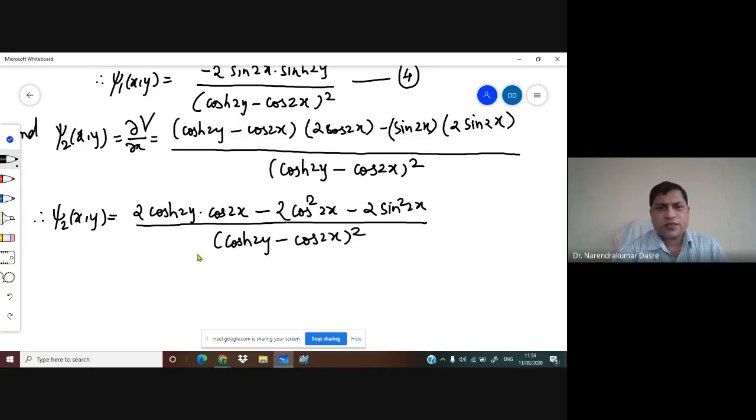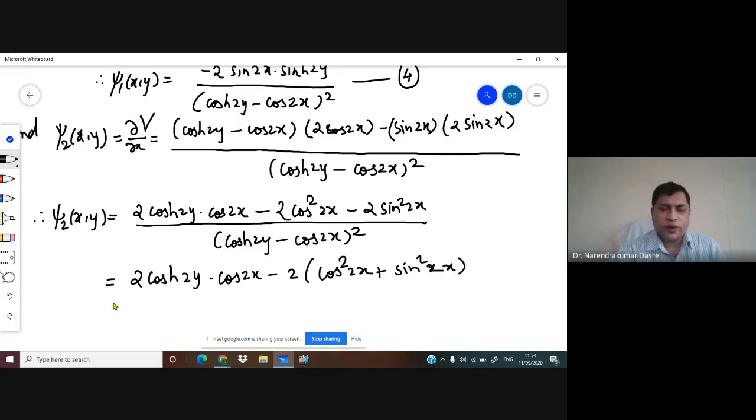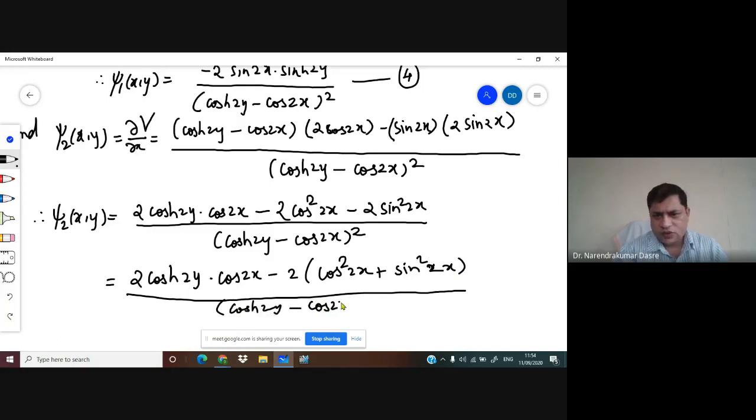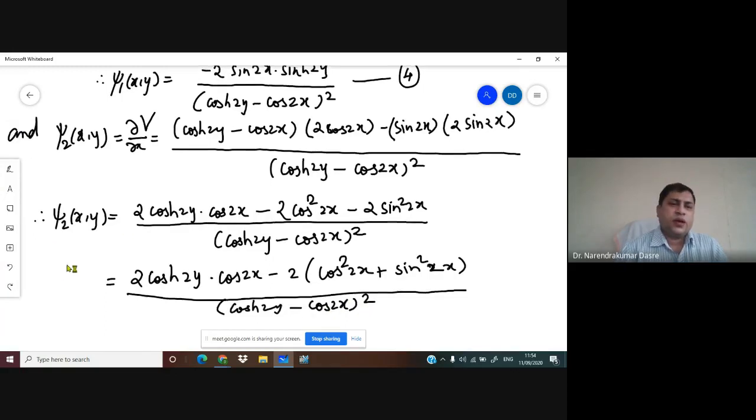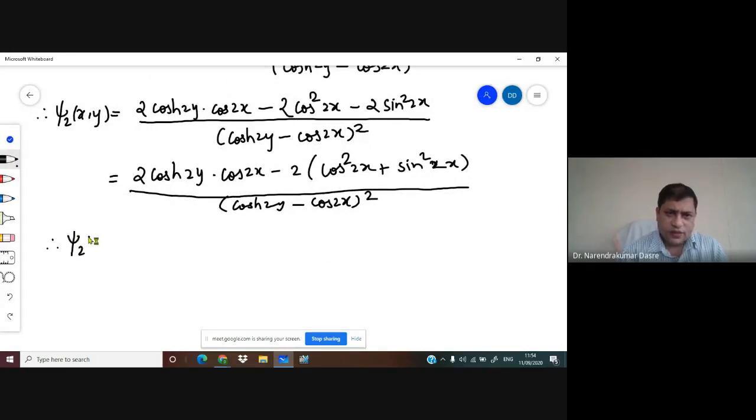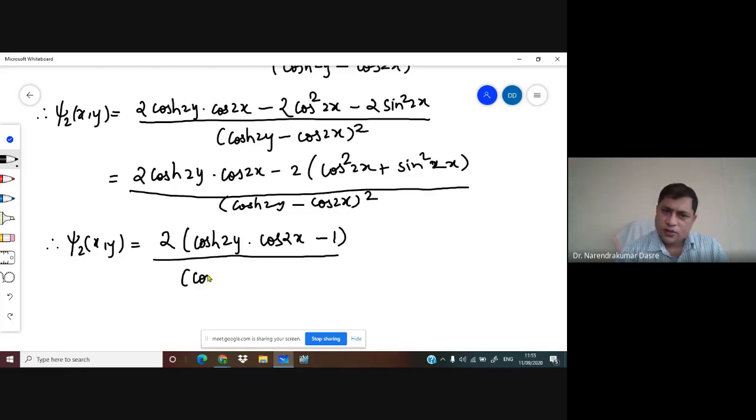Now we have to consider the next function, psi 2 of x,y is equal to partial derivative of V with respect to x. So here we have to use the u upon v rule. So we'll have cos hyperbolic 2y minus cos of 2x into the derivative of the numerator, which is 2 cos of 2x, minus sine of 2x, which remains as it is, into the derivative of the denominator, which is 2 sine of 2x. The derivative of cosine is going to be minus sine, minus already we have, so it is plus. And this term is divided by (cos hyperbolic of 2y minus cos of 2x) whole square. So this is v square. Let us simplify this.